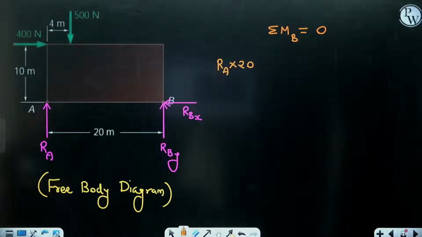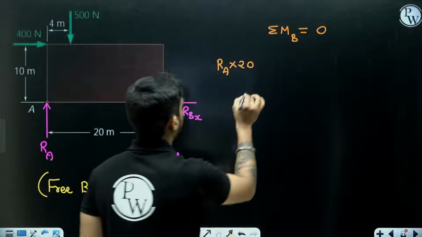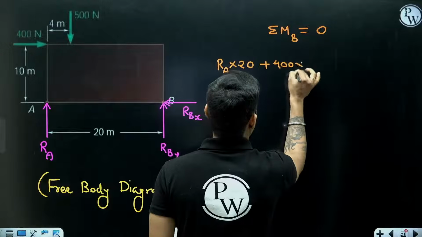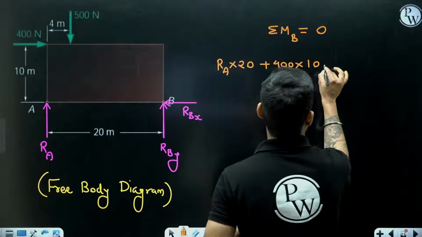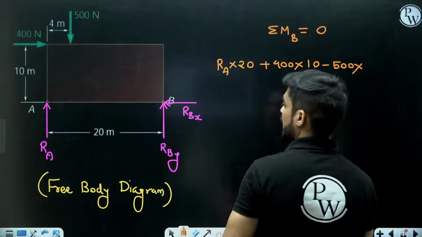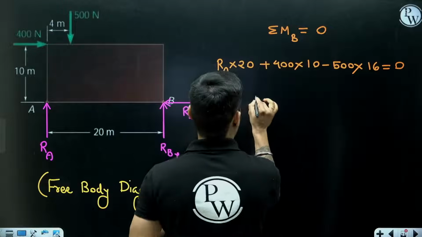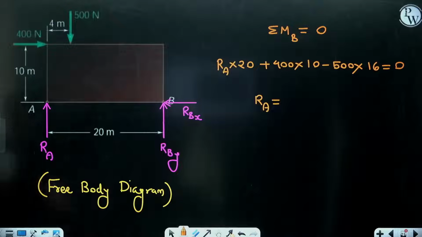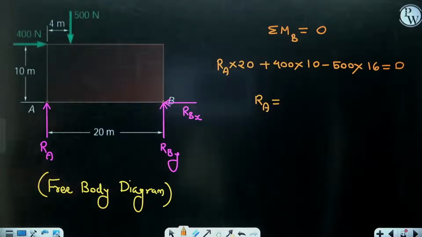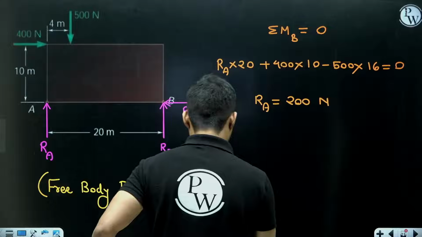Now the moment of this 400 Newton will also be clockwise, plus 400 into 10. But the moment of this 500 Newton will be anti-clockwise, so minus 500 multiplied by 16. So from here, I will get the value of RA. There is only one unknown. So 500 into 16 minus 400 into 10, 4000, divided by 20. So I am getting RA equal to 200 Newton.